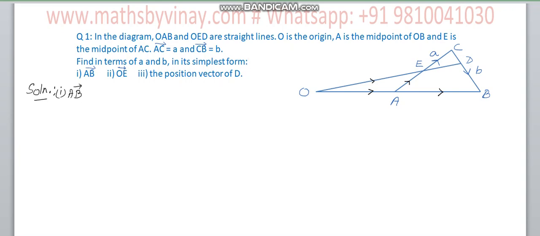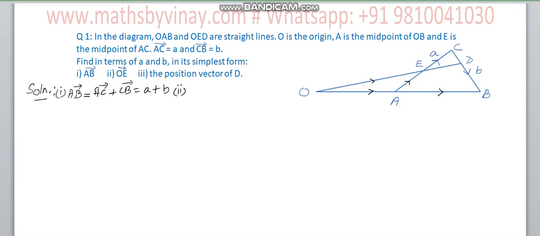So as you see, AB will be the resultant of AC and CB. So here we are going to write, AB is equal to AC plus CB. The value of AC is a and CB is b. So this part is done. This is very easy. Part 2 is also simple.